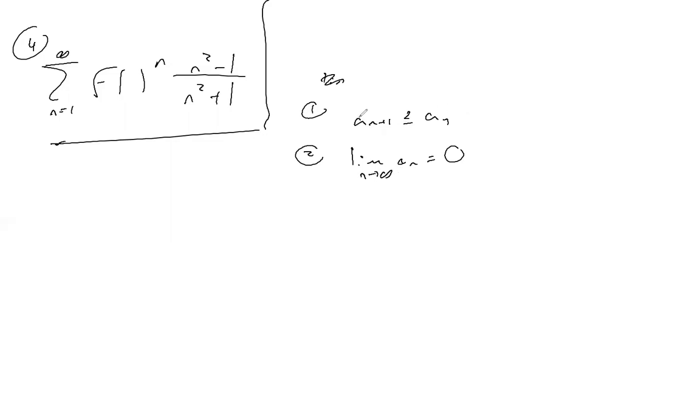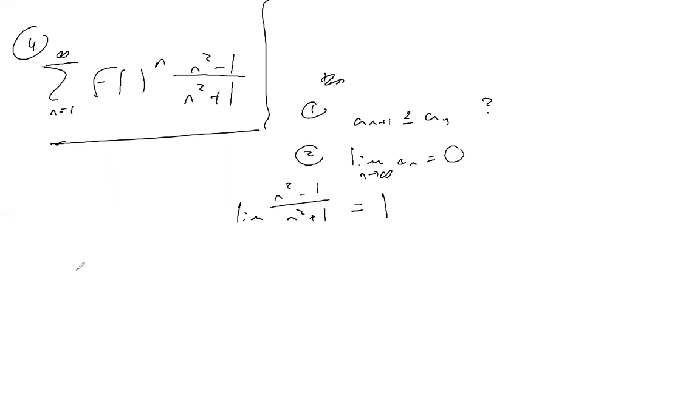Remember, if 1 doesn't hold, we still don't know what's going on. If 2 doesn't hold, we can make a conclusion. So let's see, what's the limit of a_n? What is the limit of n squared minus 1 over n squared plus 1? Same power of n on top and bottom, so that limit equals 1.